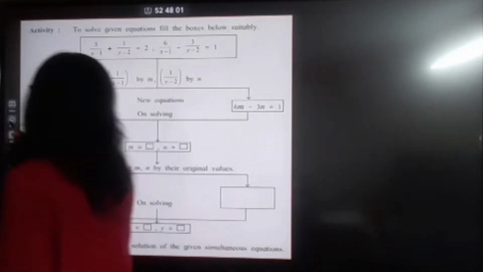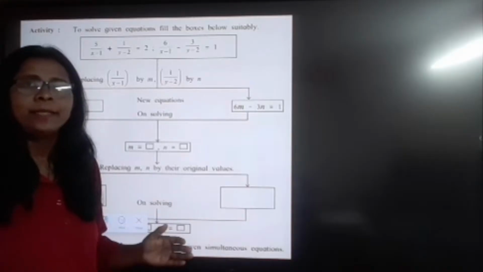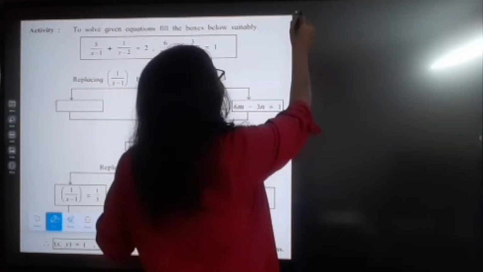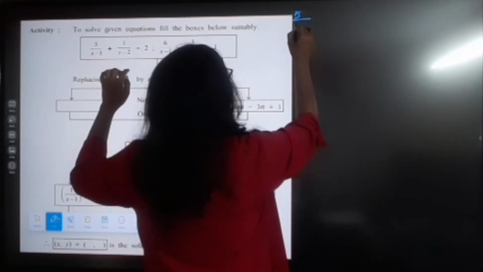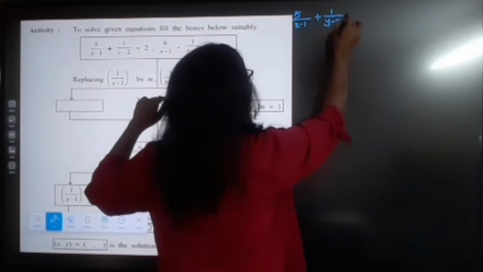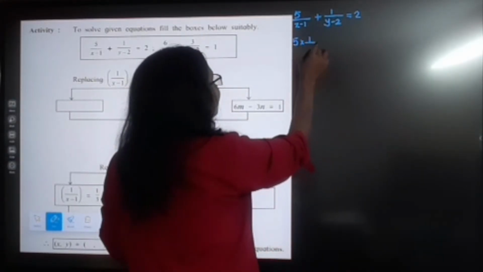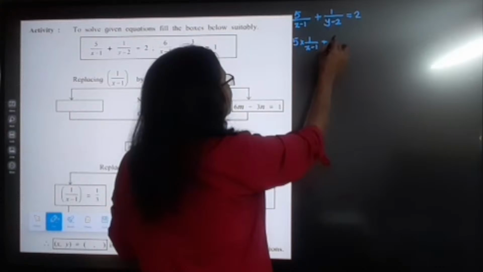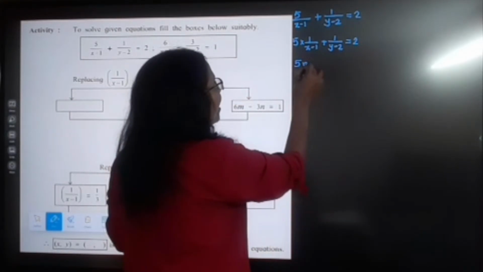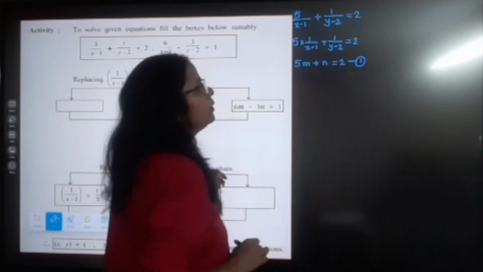Okay, students? So now in detail, we have to solve this example. 5 upon x minus 1 plus 1 upon y minus 2 is equal to 2. So now it will be 5 multiplied by 1 upon x minus 1 plus 1 upon y minus 2 is equal to 2. So here it will be 5m plus n is equal to 2. Call it the first equation.